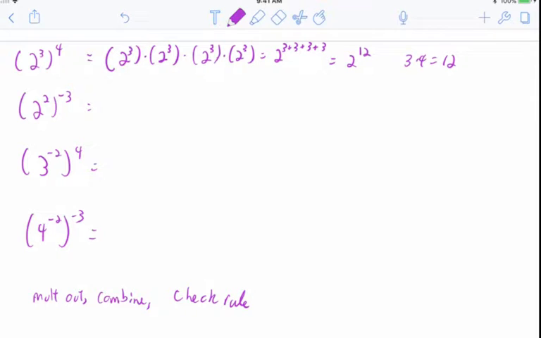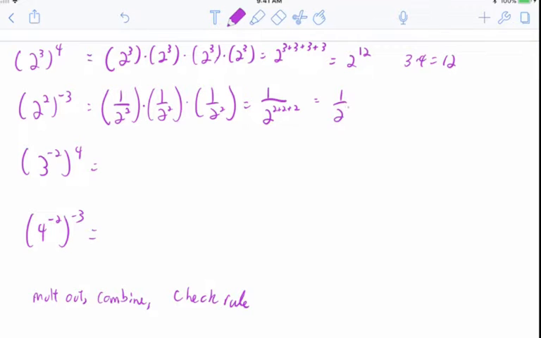What if it's negative? That's equivalent to us going 1 over 2 squared times 1 over 2 squared times 1 over 2 squared, which is equal to 1 over 2 to the 2 plus 2 plus 2. They're all in the denominator. So that's 1 over 2 to the 6, which is 2 to the minus 6. Minus 6 is equal to 2 times minus 3. Hey, it works.